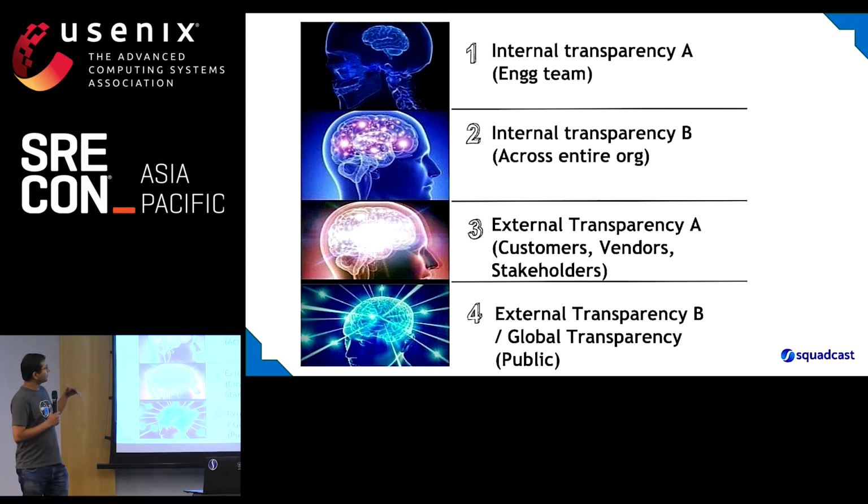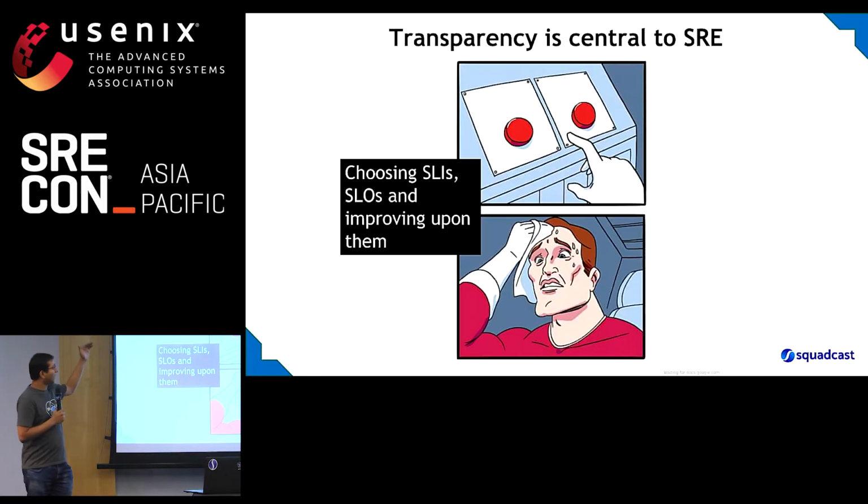And for various metrics and events, you want to choose what kind of transparency you want to go with. For some things, you just want to have internal transparency. So you can choose which level of transparency you want certain metrics or certain SLOs to be at.